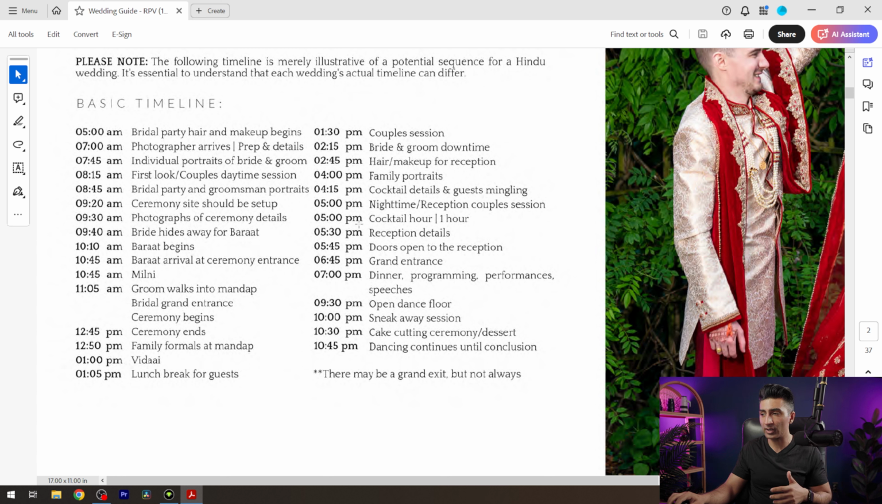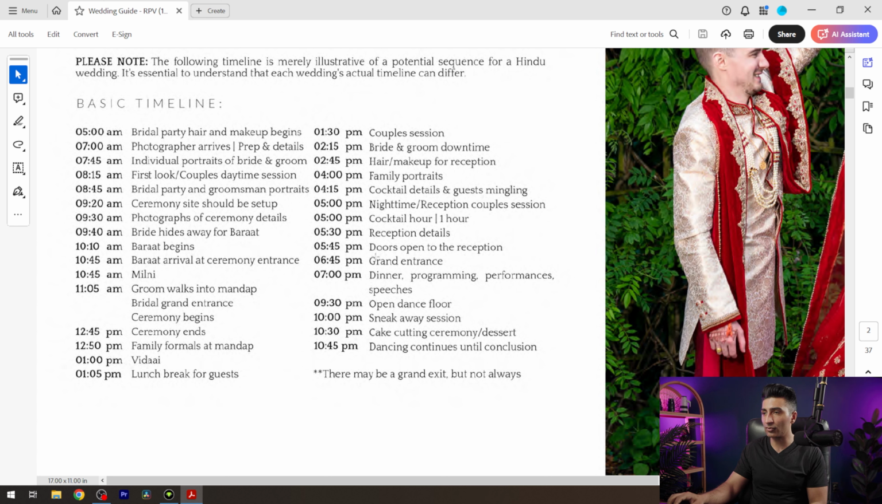We then go into cocktail hour. We go into reception details, doors opening to that reception. Then the rest of the reception program is going to start, such as your grand entrance, speeches, performances, and then obviously open dance floor. And then we also do a sneak away session at the very end, to capture you guys during the nighttime in the ambiance of your venue, which you've spent, I'm sure, a lot of money for. So we'll make sure we capture that, followed by cake cutting, and then the rest of the evening is going to be dancing until the very end.